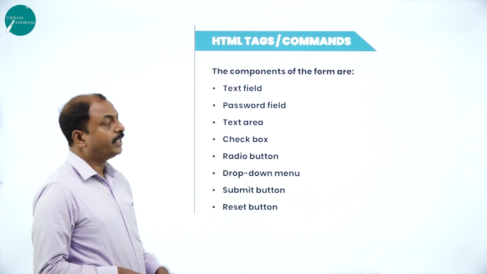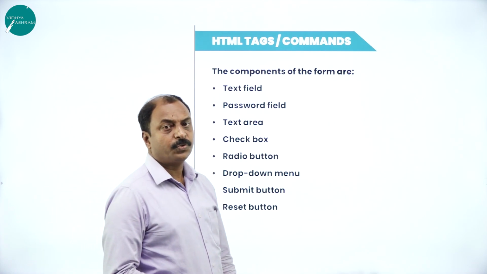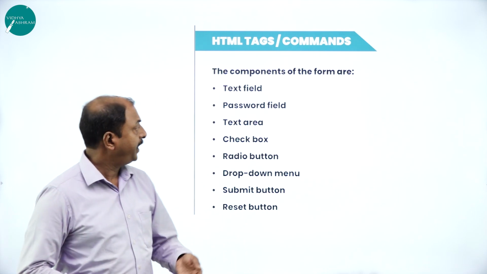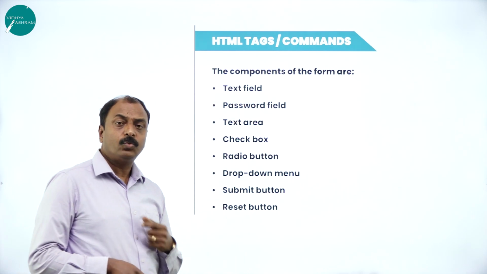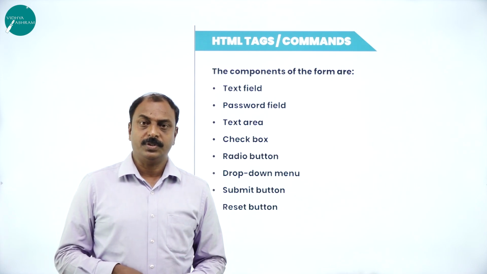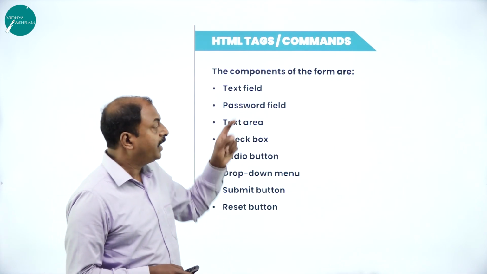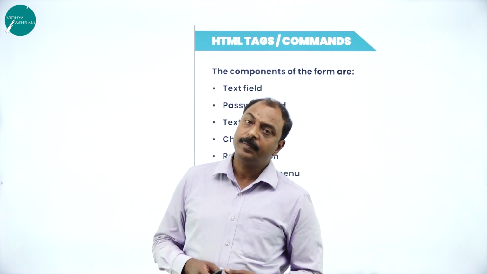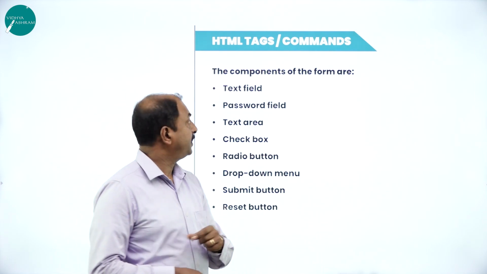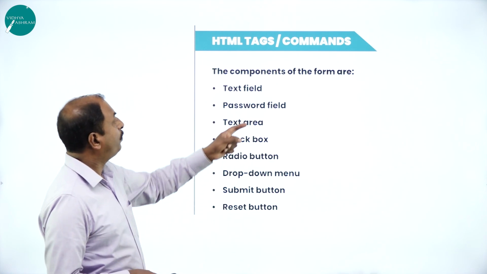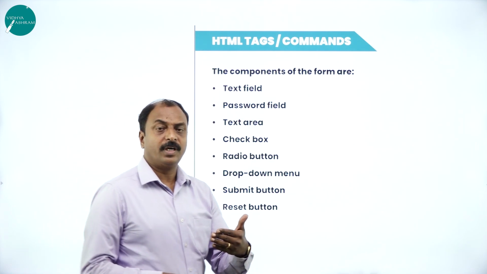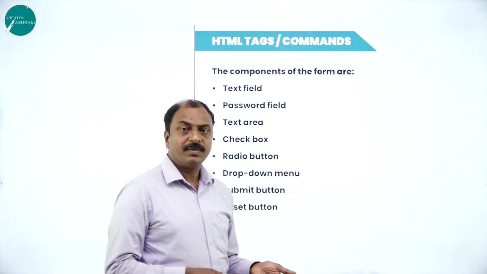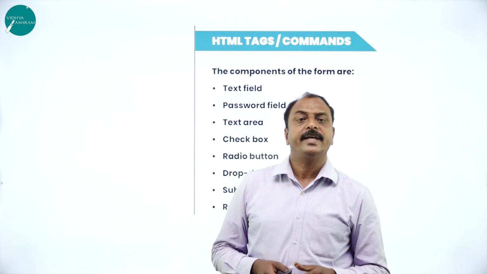One is the text field. Normally we use the text field to enter your name, father's name, mother's name, everything, and there is a limit for this. It takes only one line of input, and there is a limitation on the number of characters in the text field. Now the password field. All of you are familiar with the password field. Whatever you type, it appears as a star.